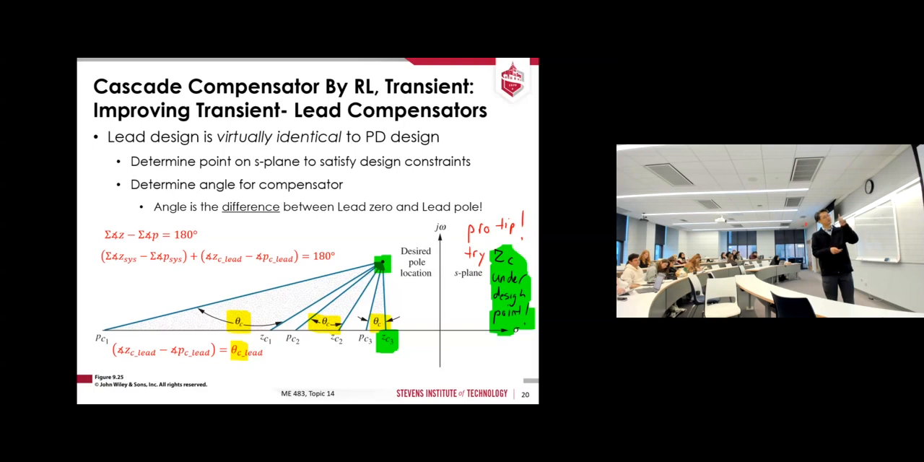And to do that, pro tip number one: you can put the zero right underneath the design point. If this is negative 3.6, your zero is negative 3.6. That's what you just determined.